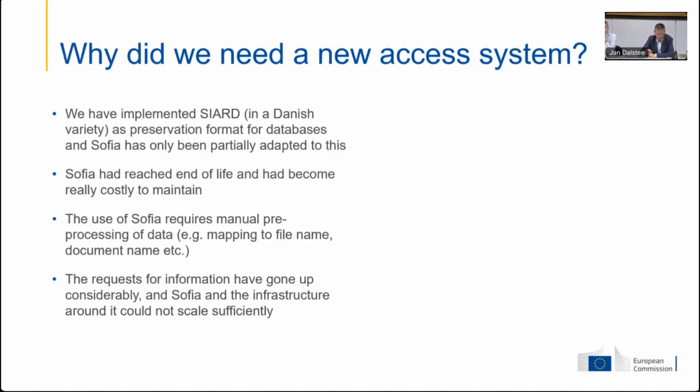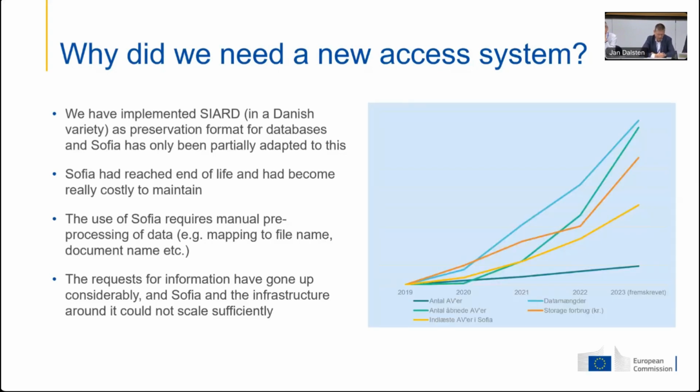And then, of course, as I mentioned, it's a serious bottleneck that all AIPs have to go through a manual pre-processing before a user can access data in SOFIA. And this has become increasingly painful because the request for information has really surged.